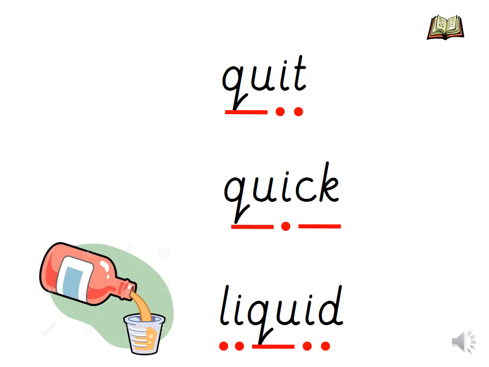And the next one, I've spotted something. There are two digraphs. Let's sound out the word and blend it together. Qu-ick, quick. And the last word. Have a go at sounding it out and blending it by yourself first. Li-qu-id, liquid. Liquid is something that flows freely. It's a substance that you can pour, like a drink.